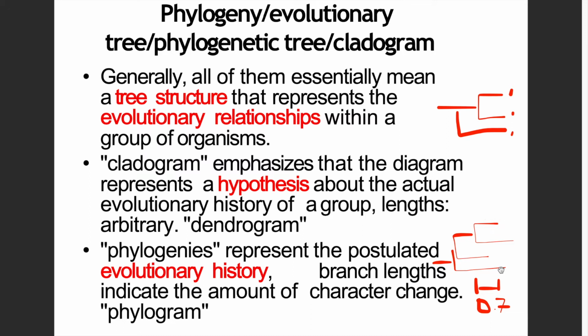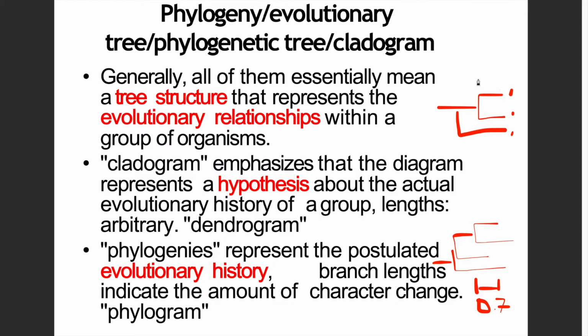For example, some organisms don't change at all through their lifetime, so they don't incur so many changes in their characters. That's why the branch is shorter. Or if it's rapidly changing, or it has many changes in its sequences or in its characters, it would have a longer branch length. So something like that, okay?